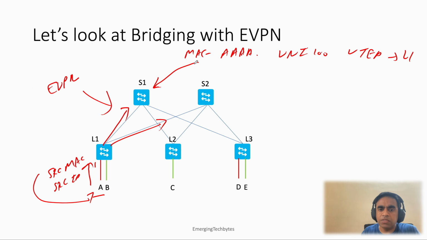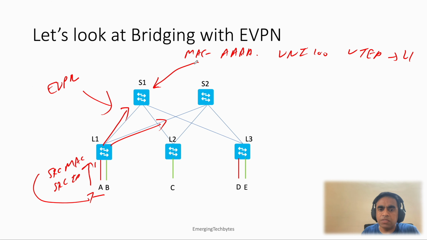So now L1 knows that D is behind L3. L3 knows that A is behind L1. So BGP is basically distributing this information in the EVPN domain, in this domain. Here, this side, it is still traditional, flood and learn. Okay. I hope this is clear.